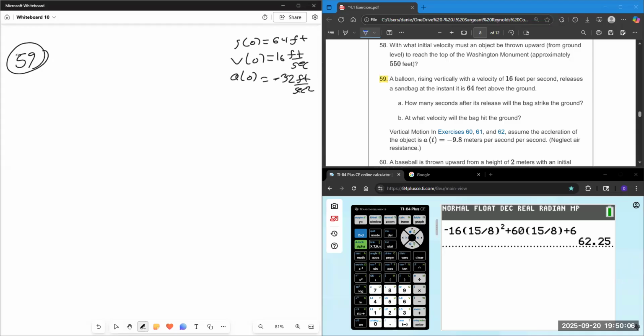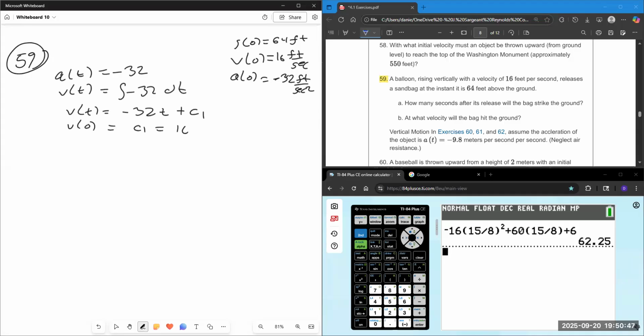So we are given that a of t is equal to negative 32 feet per second squared. v of t will be the integral of negative 32 dt, so v of t will be negative 32t plus c1. v of 0 is c1, which is 16. So v of t is negative 32t plus 16.